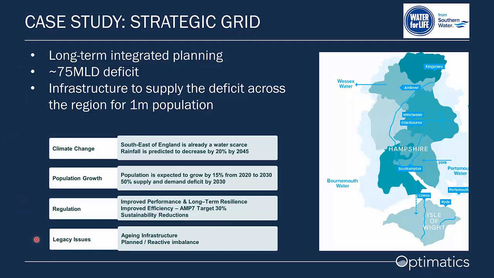On top of that, there are legacy issues from the aging of the existing infrastructure. So the optimizer question here was around meeting that deficit from a range of potential sources in the area, as well as that, optimizing the infrastructure to supply that deficit across the region.